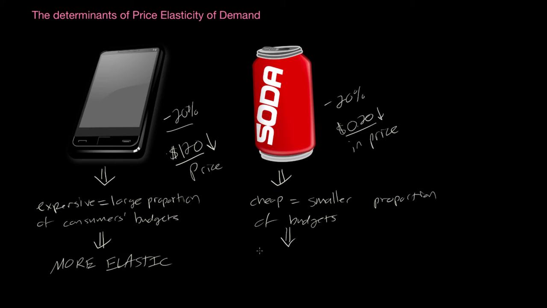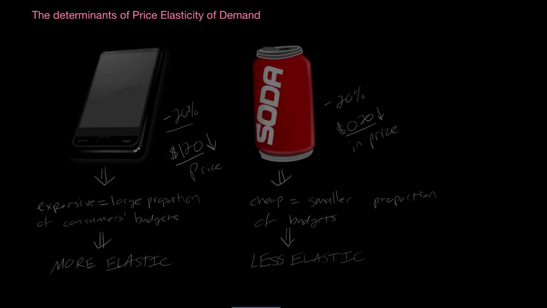Whereas for cheaper goods that make up a smaller proportion of our budget, we don't notice price changes as much. Demand for cheaper goods that make up a smaller proportion of our budget is going to be less elastic relative to those big ticket items like smartphones or cars or vacations. So the proportion of a consumer's budget that a good's price represents helps determine whether demand for that good is relatively elastic or relatively inelastic.